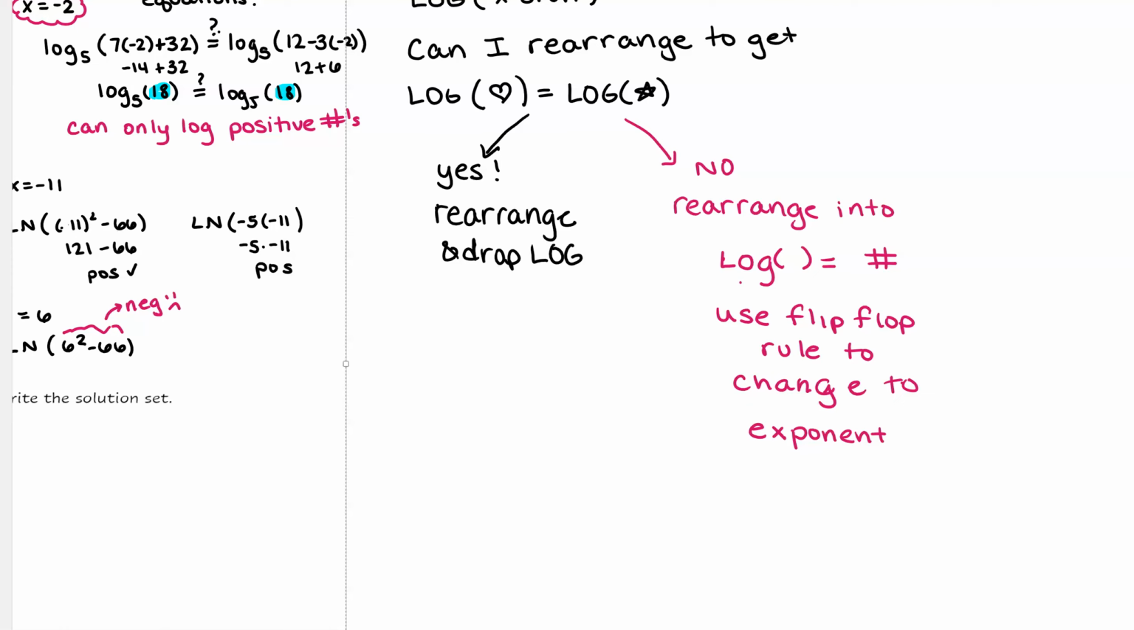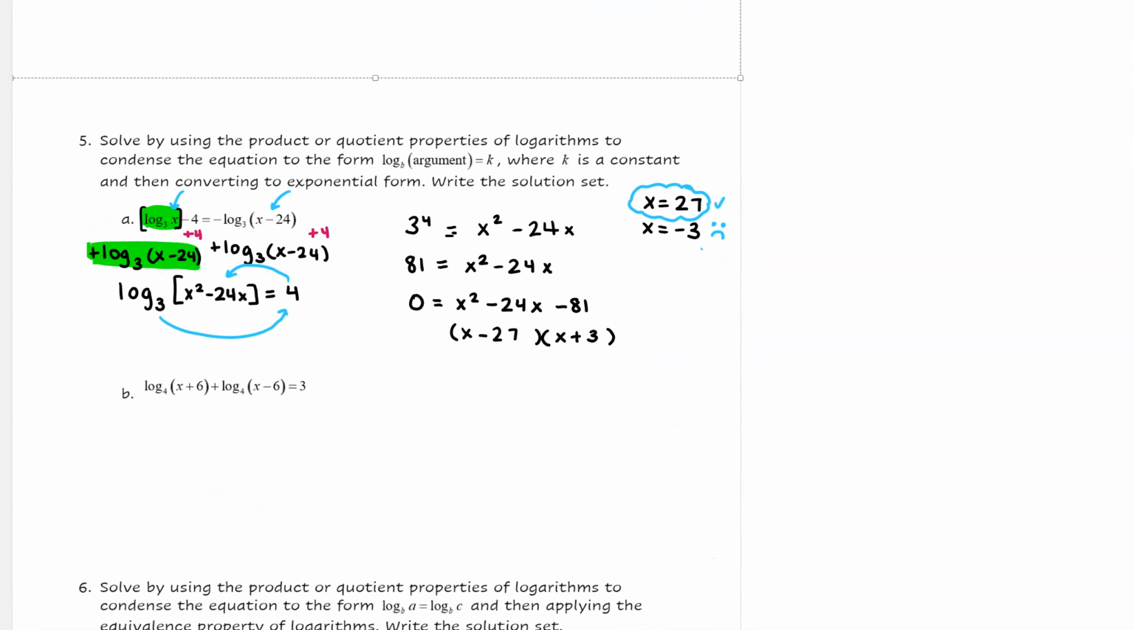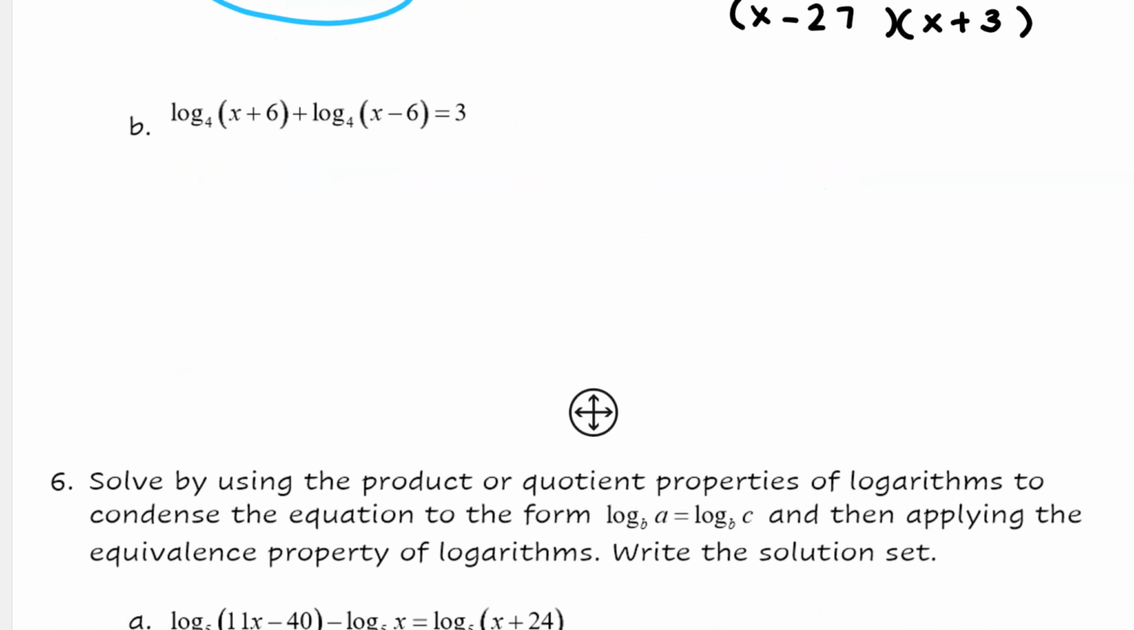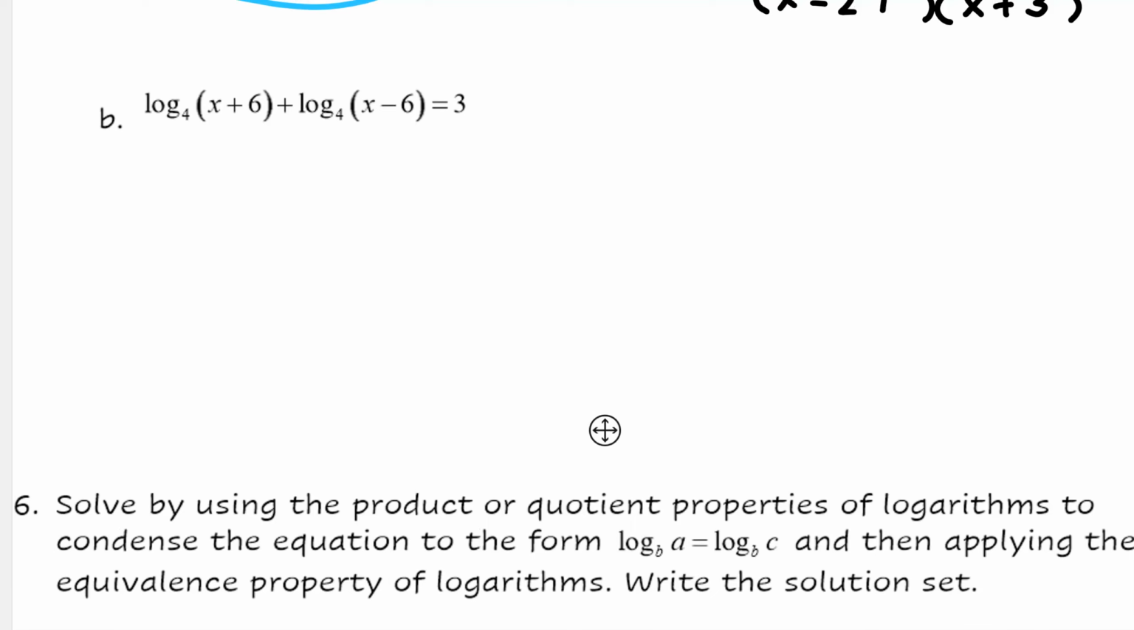But if the answer is no, then you have to rearrange into log of something equals a number and flip it using the changing to exponent rule. So let's look at this, number 5, part B here. You'll notice we have log base 4 of x plus 6 plus log base 4 of x minus 6 equals 3.